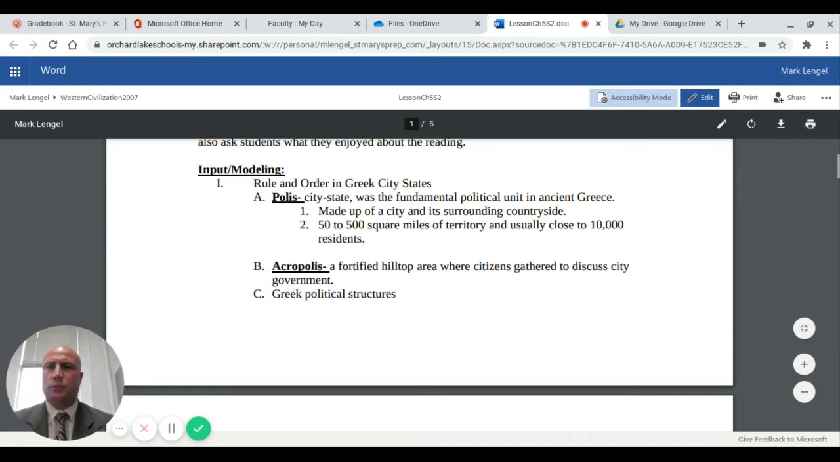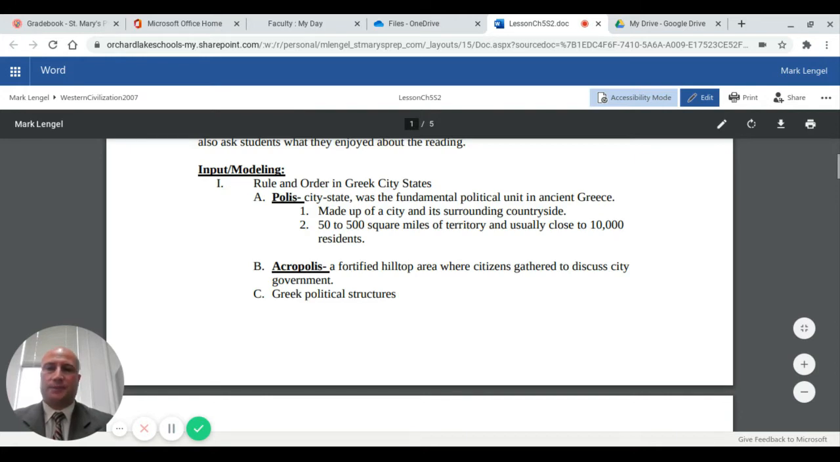Roman numeral 1 says rule and order in Greek city-states. This is a few of the ins and outs of how the Greek city-states were ordered. First of all, capital A is a key term called polis. Polis literally means city-state. It was the fundamental political unit in ancient Greece.